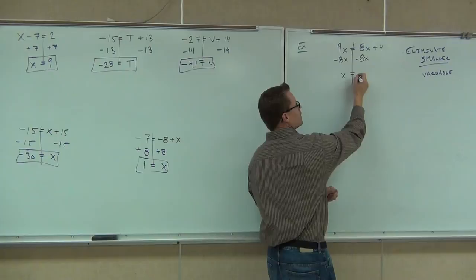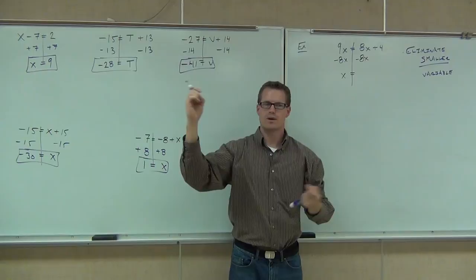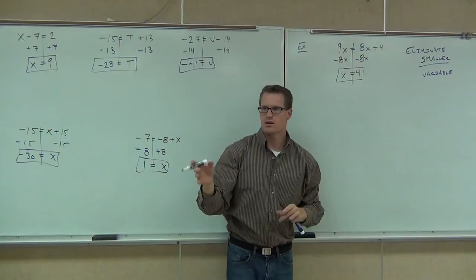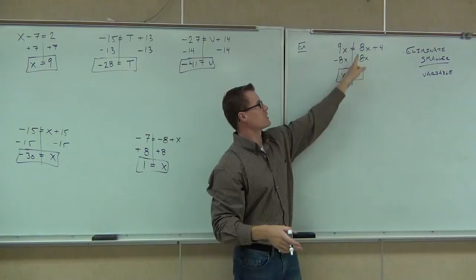On the left-hand side, 8 minus 8 gives you 0, right? What do we have left? 4. We just solved it. So, Tanya, your answer is the same. In fact, if you plug that in, you're going to get 36. You're going to get 32 plus 4. 36 equals 32 plus 4. It's the same thing. We're going to try more on this later.